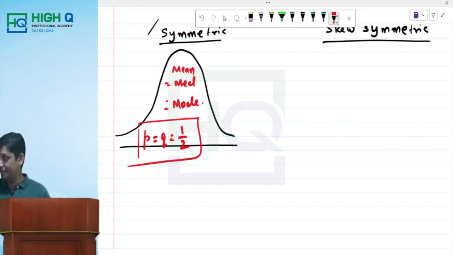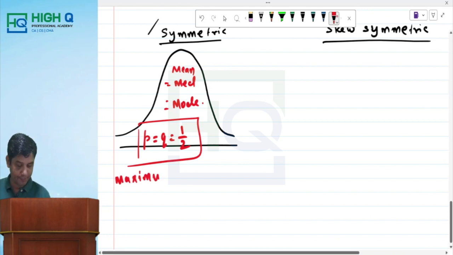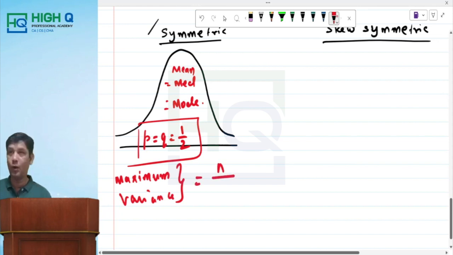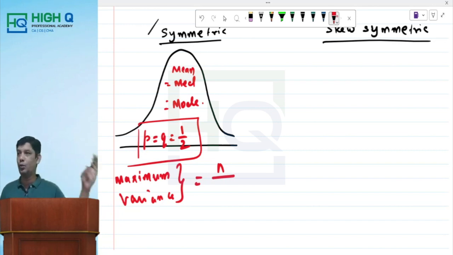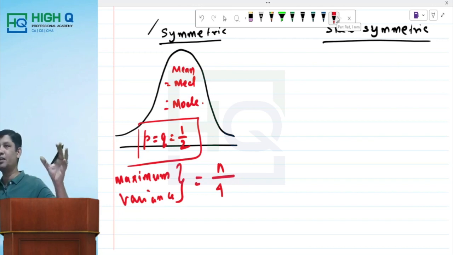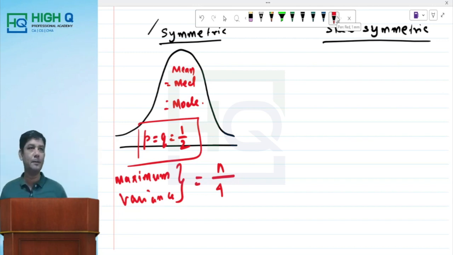When it is symmetric, you will get maximum variance. Praveen, happy? What is the variance formula? NPQ. So what will come, my dear? N into 1 by 2 into 1 by 2, which is 1 by 4. So it is N by 4. What is the maximum variance? N by 4. A question will be asked: find the maximum variance for 16 observations. Tell me, what is it?